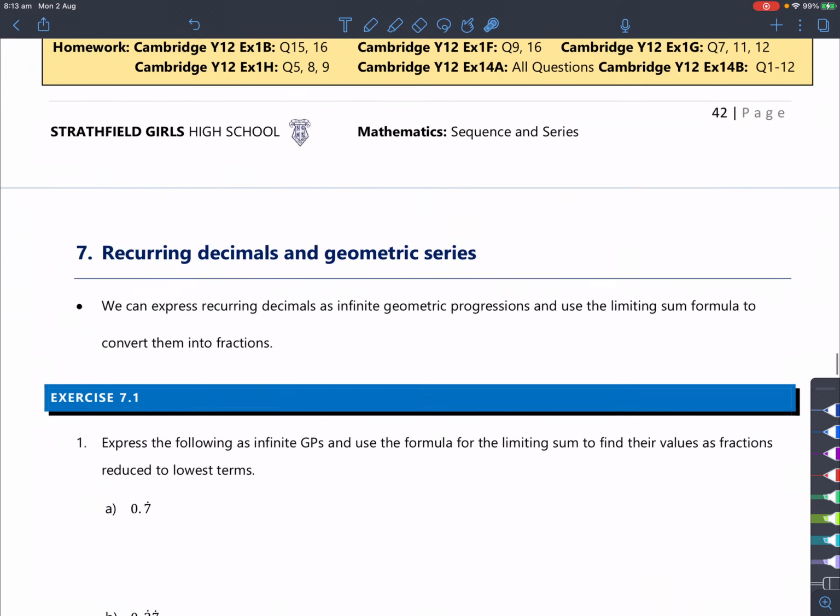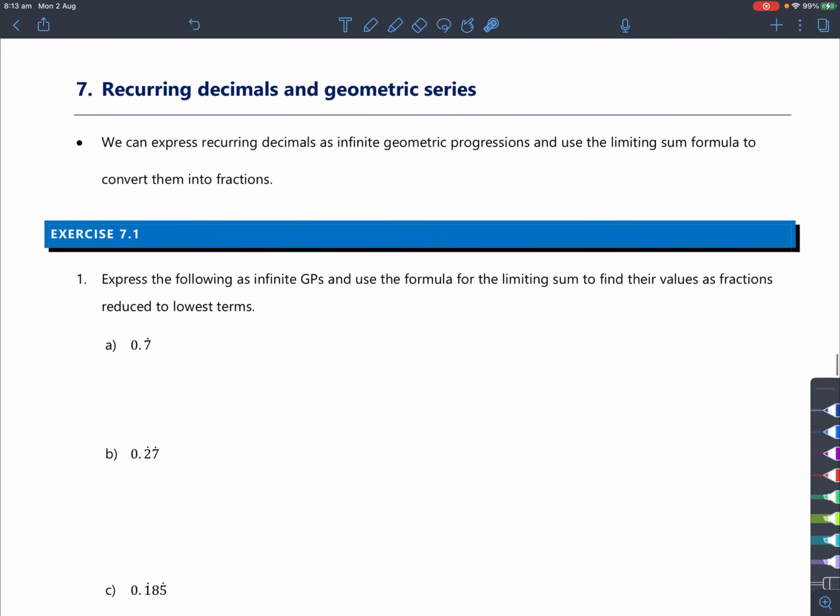We're going to move on to recurring decimals and geometric series. So we can express recurring decimals as infinite geometric progressions and use a limiting sum formula to convert them into fractions. Question 1. Express the following as infinite GPs and use a formula for the limiting sum to find the values as fractions reduced to lowest terms.